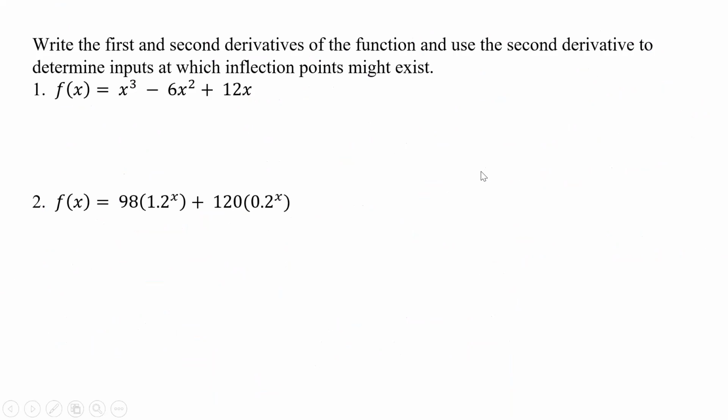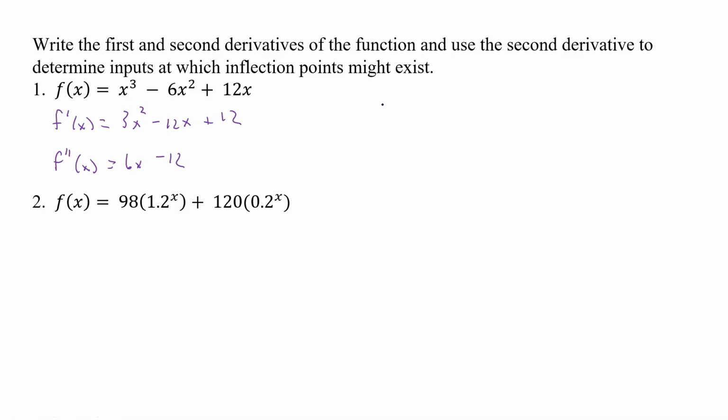All right, so now what we want to do is write the first and second derivatives of the function and use the second derivative to determine inputs at which inflection points might exist. All right, well, let's first find f prime of x and f double prime of x, the first and second derivatives. So that's 3x squared minus 12x plus 12. That becomes 6x minus 12.